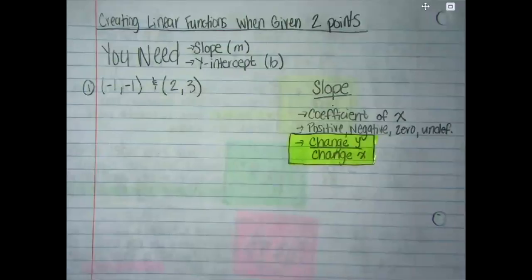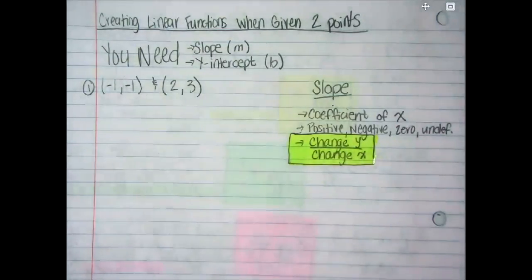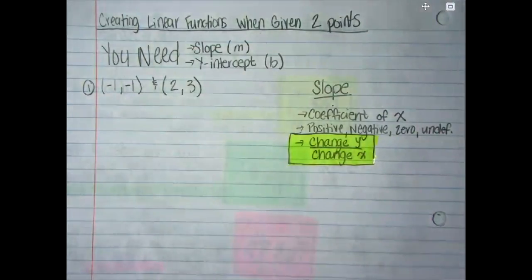So the first thing you're going to need to do is find your slope. When you're finding the change of something, what mathematical operation do you think you're going to do? Add, subtract, multiply, or divide? If you're finding the change between two values, another word for that could be difference. So that would be subtract. You're going to subtract.